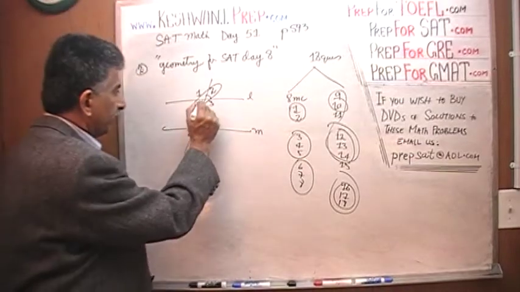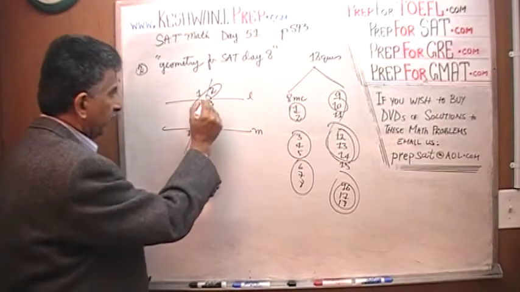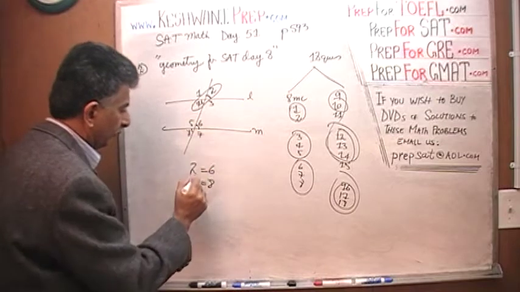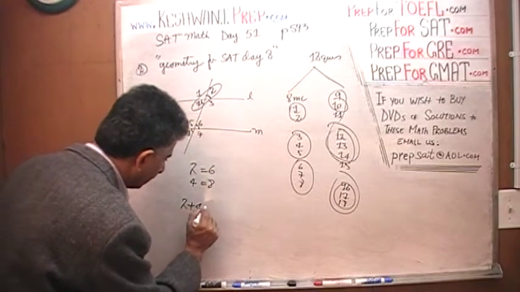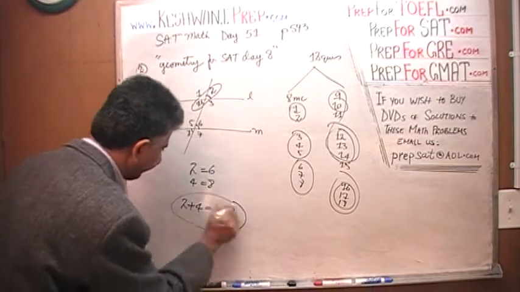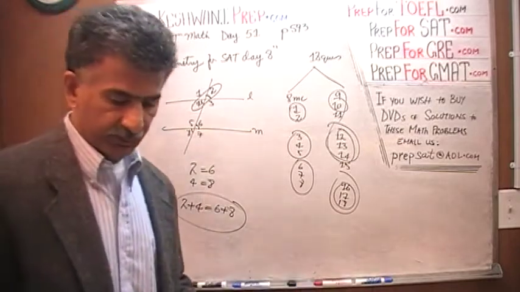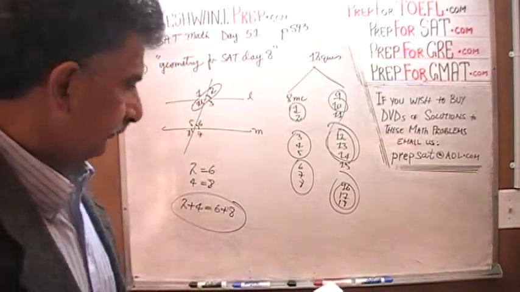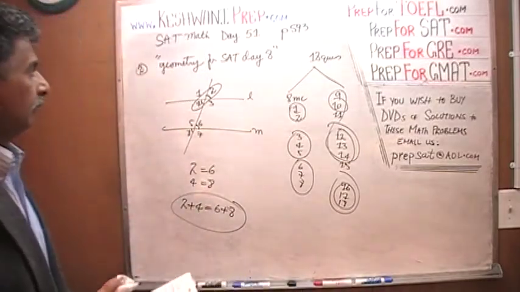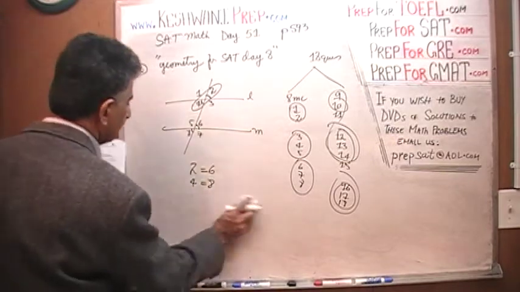So angle number 4 here equals angle 8, and angle 2 equals angle 6, and therefore the sum of 2 and 4 must equal 6 and 8. Must equal 6 and 8, and the answer is D. That's it. Let's move on then to the next page.